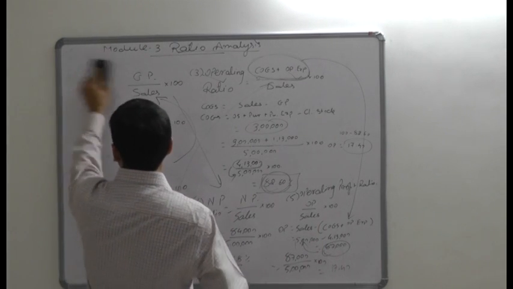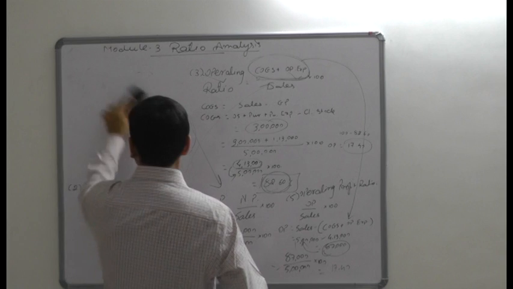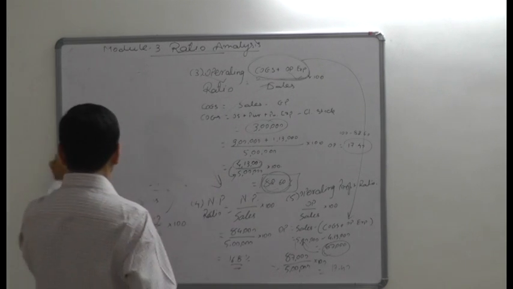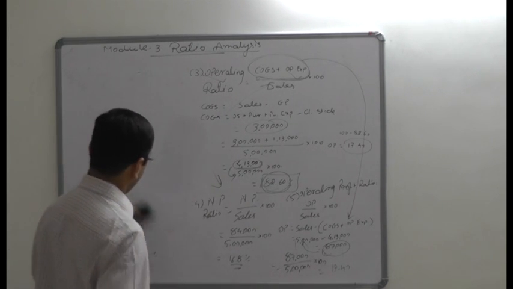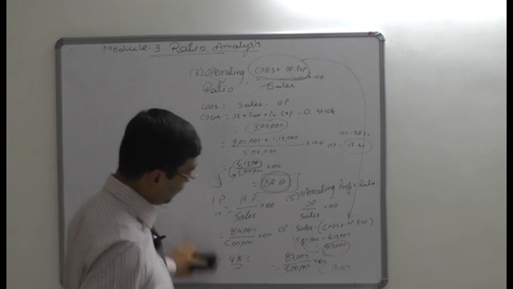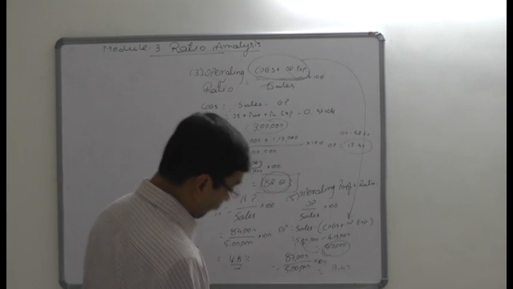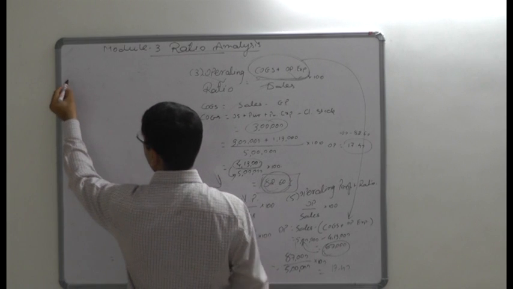There is one more ratio, and that ratio is the stock turnover ratio. See how you can find out the stock turnover ratio, and that is also a part of the revenue statement.